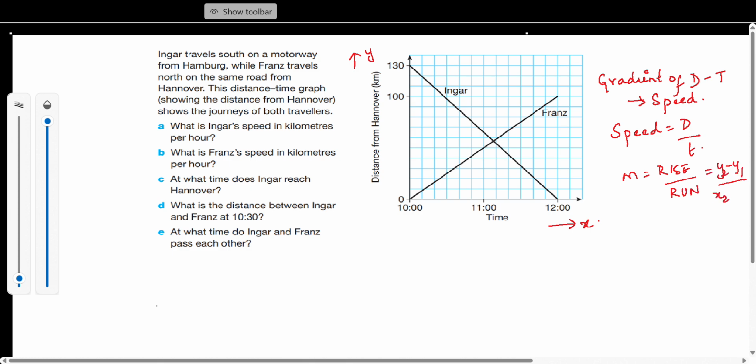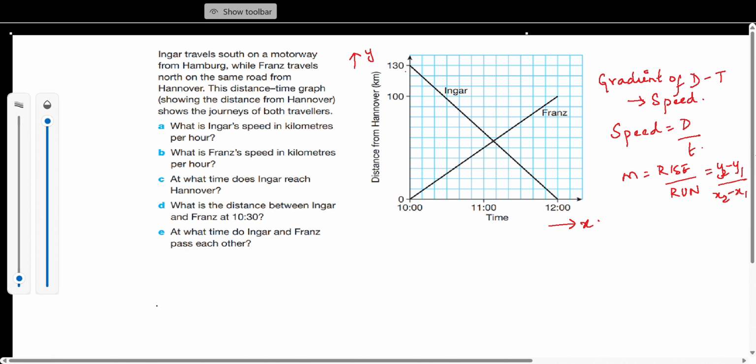Here along y we have distance and along x we have time. So the interpretation is the same. Let us analyze this graph and see how to interpret it and answer the questions. Inga travels south on a motorway from Hamburg, while Franz travels north on the same road from Hanover. The distance time graph shows the journey of both travelers. Clearly it is marked. The downsloping one is Inga, the one going up is Franz.